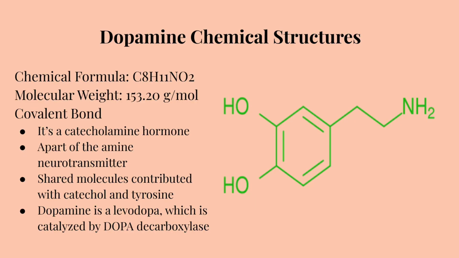Let's dive a little deeper with dopamine. The chemical formula is C8H11NO2. The molecular weight is 153.20 gram moles. It is also a covalent bond. It is a catecholamine hormone. It's also a part of an amine neurotransmitter. Its shared molecules contribute with catecholamine and tyrosine. Dopamine is also made from levodopa, which is catalyzed by dopa decarboxylase. And then on your right, you also have the chemical structure of dopamine.